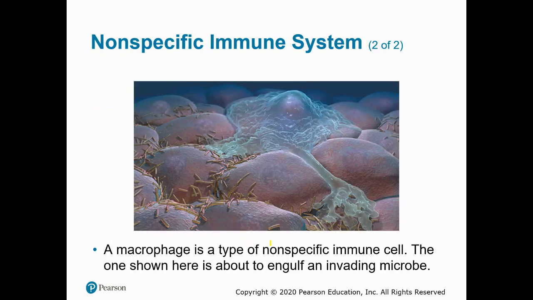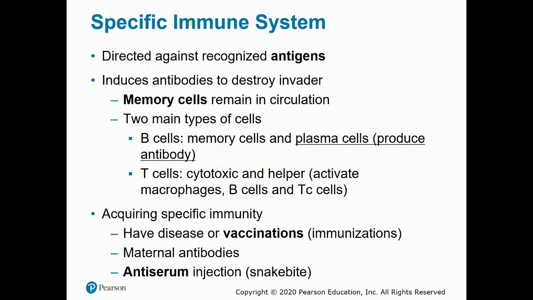Here's just a nice picture of a macrophage engulfing an invading microbe. So this gelatinous looking thing would be the macrophage, and all these little pill-shaped things would be the microbes. And then we have our specific, or what's often called our adaptive, immune system. It's specific because this part of the immune system will actually recognize certain components on the foreign cells, and we call those components antigens. So our bodies will recognize these antigens on foreign bacteria, foreign viruses, and will act specifically against those antigens.